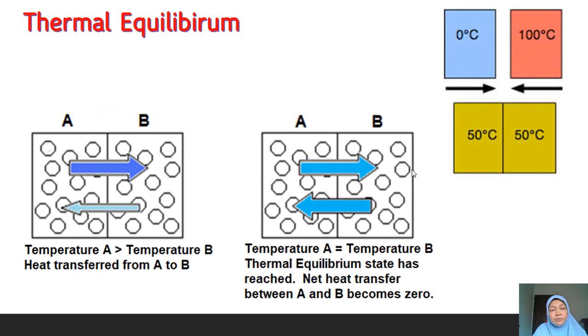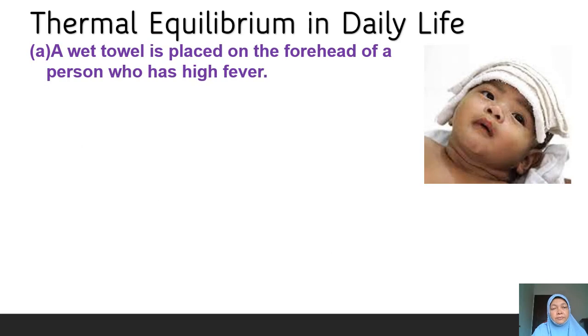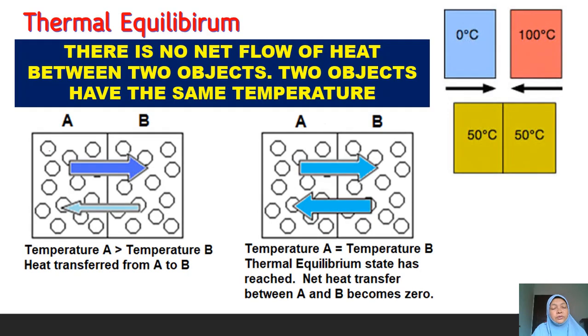So what is the meaning of thermal equilibrium? Thermal equilibrium means there is no net flow of heat between two objects. Two objects have the same final temperature.